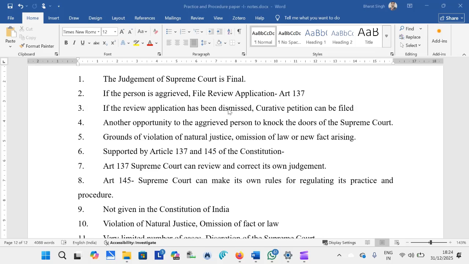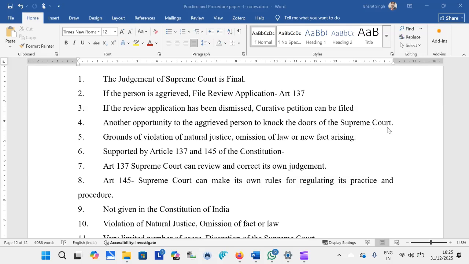there has been a violation of the laws of natural justice and omission of fact, he can file a curative petition before the Supreme Court. In the form of a curative petition, another opportunity is provided to the aggrieved person to knock on the doors of the Supreme Court.